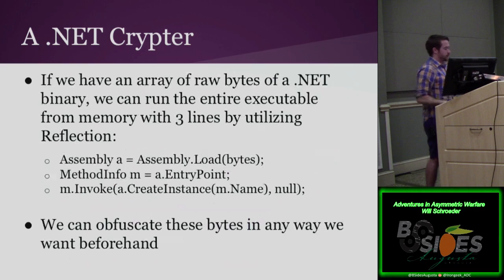What this means is, if you have a byte array of raw bytes that are read in from a .NET executable, you can run the entire executable in memory without touching disk using just 3 lines. You create an assembly A equals load, and you load up whatever your byte array is. You set the entry point, you create that object, and you basically say, start running this. The cool thing is, you can obfuscate these bytes in any way you want beforehand. You can base64 them, you can encrypt them, you can download them from a secondary location. This is essentially like the reflective DLL injection idea, but it's significantly easier using .NET.